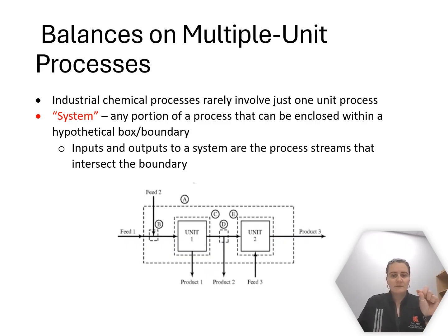We have two streams coming together at the very beginning, right? There are two streams coming together. That's a mixing point. We have this unit, which we can draw a boundary around. We have the second unit, which we can draw a boundary around. We have a split point right here where one of the products from unit 1 becomes the feed for unit 2, but also has a product stream. And then we have the overall boundary of everything inside the system.